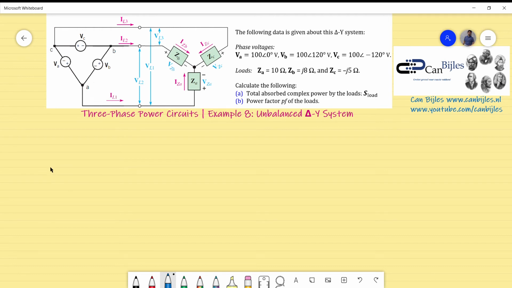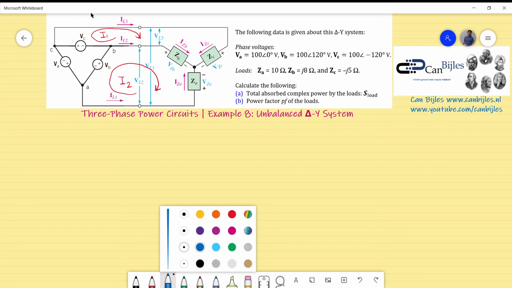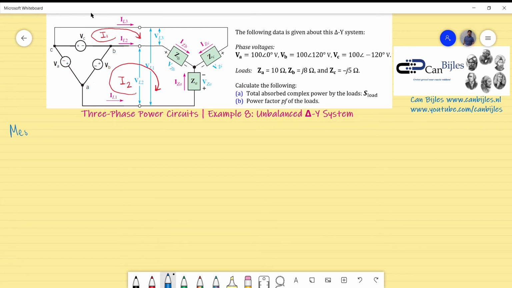So let me first denote the mesh currents. For the top one, it will circle in the clockwise direction, and will be I1, and for the bottom one it will circle like this, and it will be I2. Okay, that's for these meshes. Let me now develop the mesh equations.